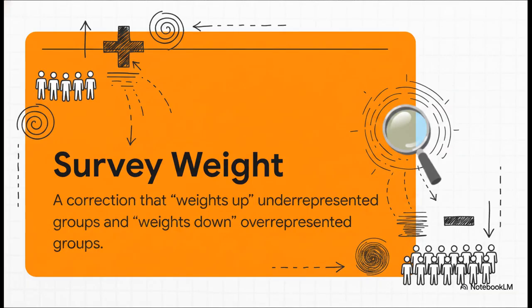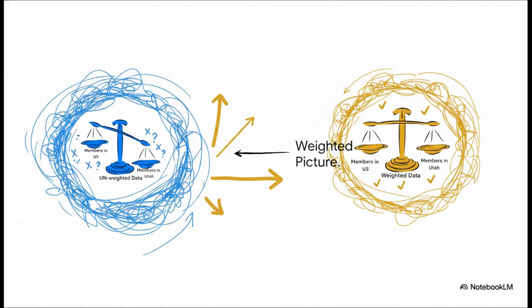Think of them like a statistical correction. If a certain group didn't respond enough, they're underrepresented, the weight basically gives each of their answers a little more oomph. It weights them up. And if a group responded too much, they're overrepresented, the weight dials their influence back a bit. It weights them down. And this is what we're aiming for. We want to go from that skewed, unbalanced picture to this one, where the scales are perfectly balanced. The weight corrects our samples so it looks a lot more like the actual population we're studying.